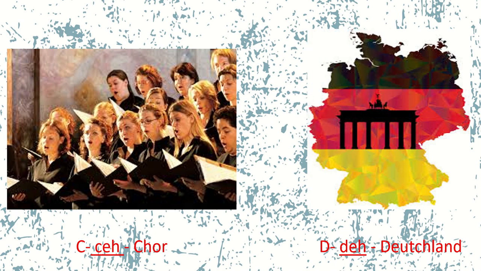The next letter is C, Chor. Chor is a German word, which means choir. Next letter is D, Deutschland. Deutschland is a German word and its English translation is Germany.